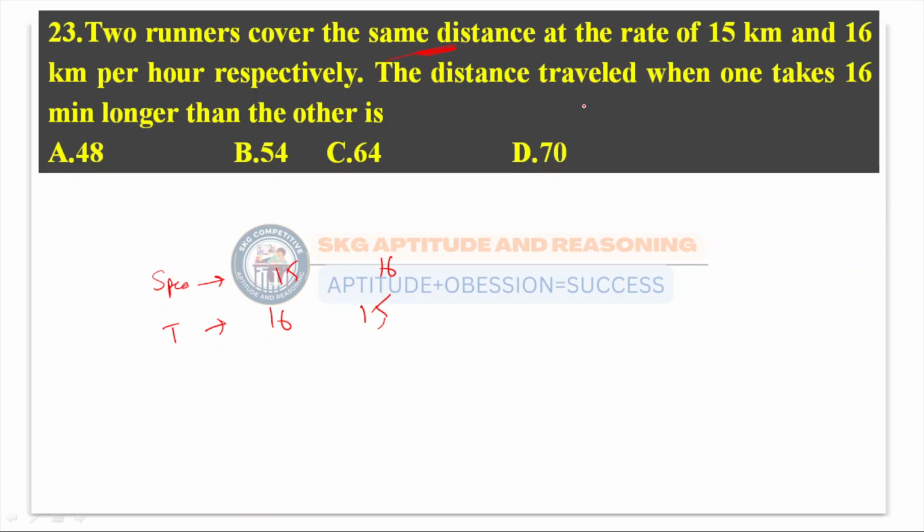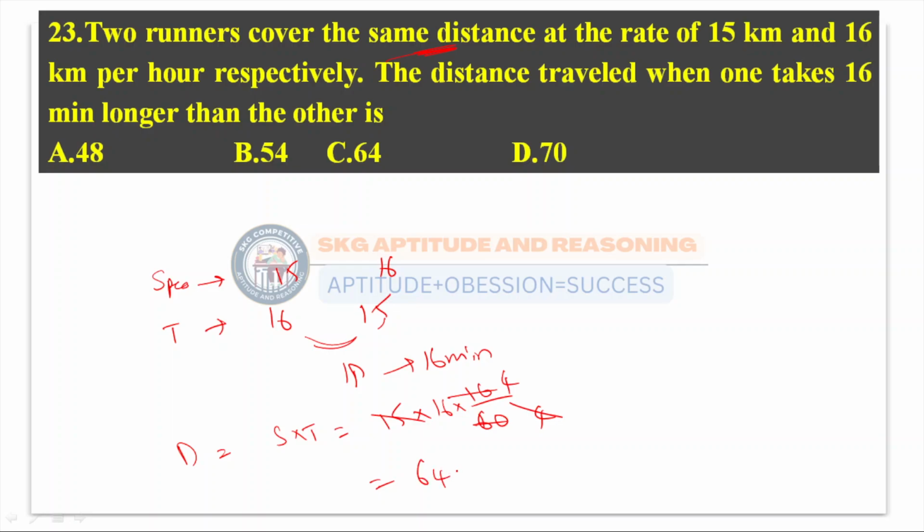The question says one takes 16 minutes longer than the other. So the time gap between the two persons, which is one part, is given as 16 minutes. What the question asks is the distance, which we need to find. Distance is equal to speed into time. The speed of person A is 15, and the time is 16 into 16 divided by 60. If we simplify, 15 ones and 15 fours cancel, 4 ones and 4 16s cancel. 4 into 16 is 64 kilometers. So the distance will be 64.